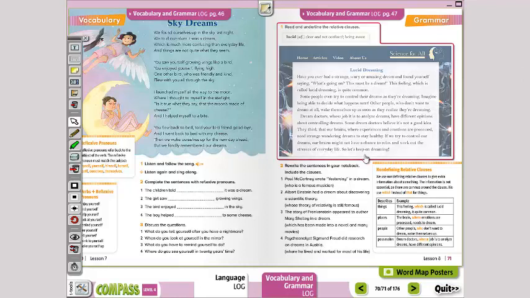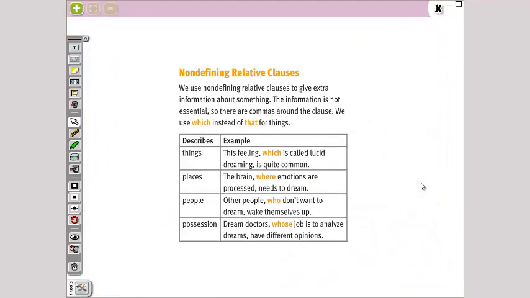So what do we have here? Okay, we have non-defining relative clauses. We use non-defining relative clauses to give extra information about something. The information is not essential, so there are commas around the clause. We use which instead of that for things, okay? So we use these words to describe it. To describe things, we use the word which, okay? This feeling, which is called lucid dreaming, is quite common.